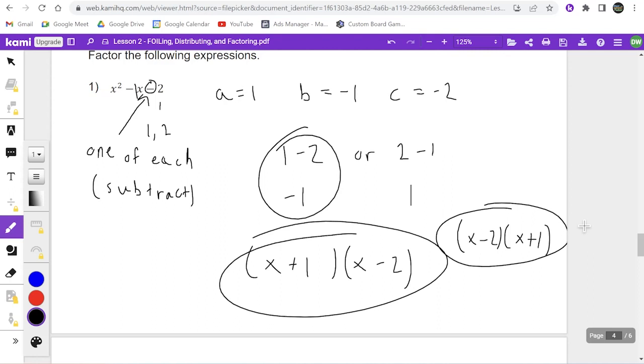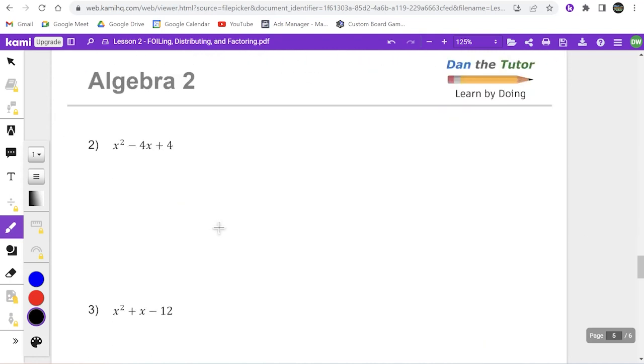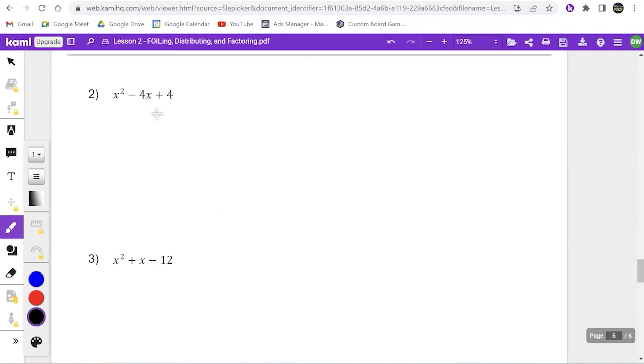Okay, then good. Now on to number 2. Number 2, x squared minus 4x plus 4. So for this one, again, step 1, what are the factor pairs of 4, our c? So that's going to be 1 and 4, and you've got 2 and 2, and there's no others. Now we need to figure out if it's both positive, both negative, or one of each. For that, you look at this guy right here.